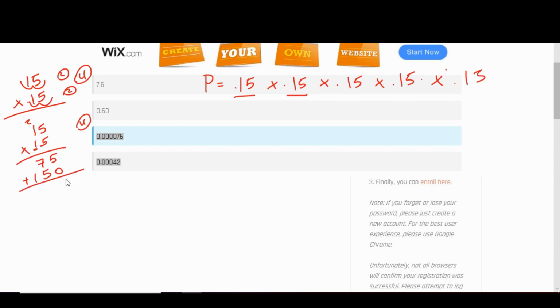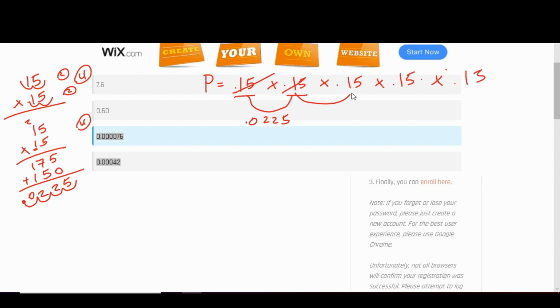Let's add. 0 plus 5 is 5. 7 plus 5 is 12. Carry the 1. 1 plus 1 is 2. Add our 4 decimals back in: 1, 2, 3, 4. We can see that 0.15 times 0.15 is the same as 0.0225. So these two are done.